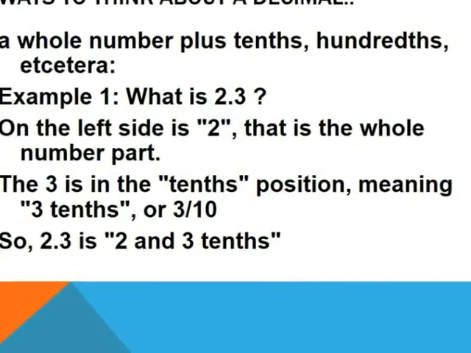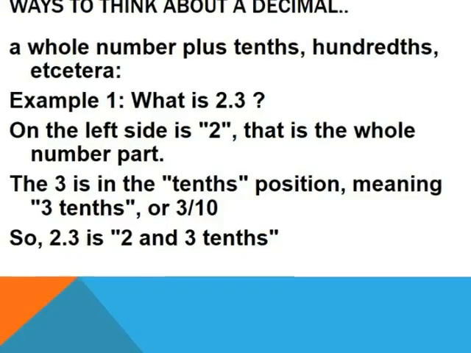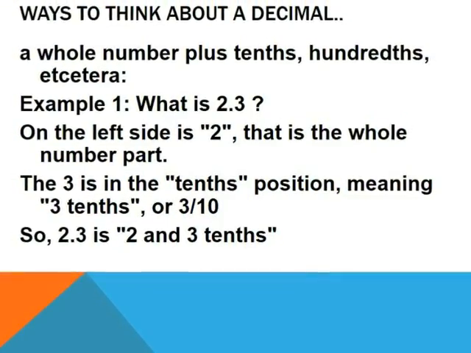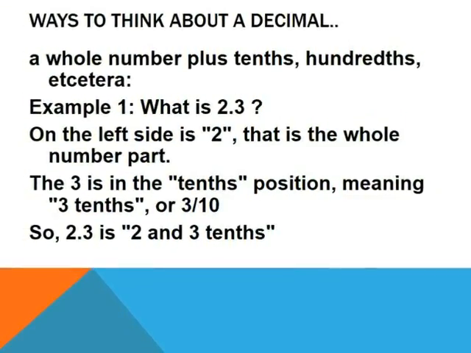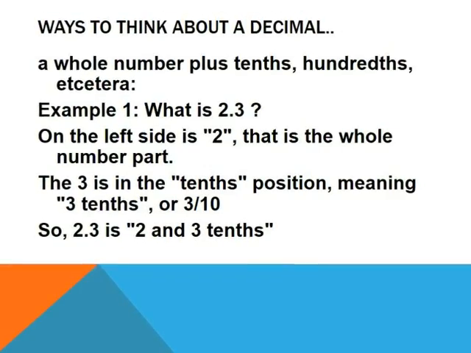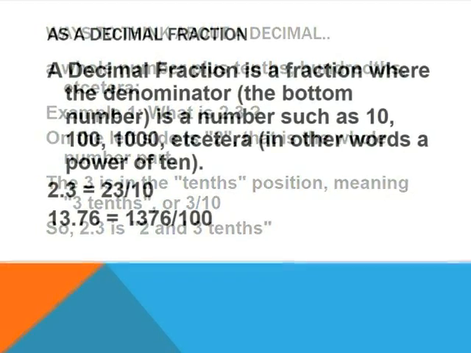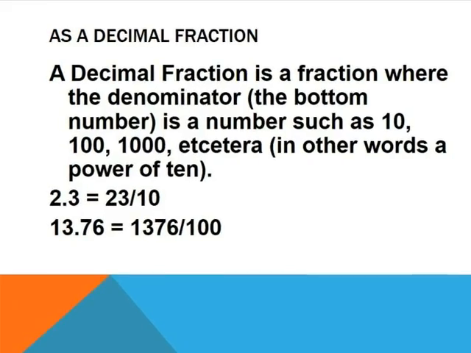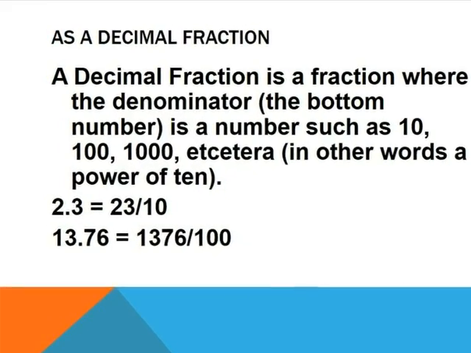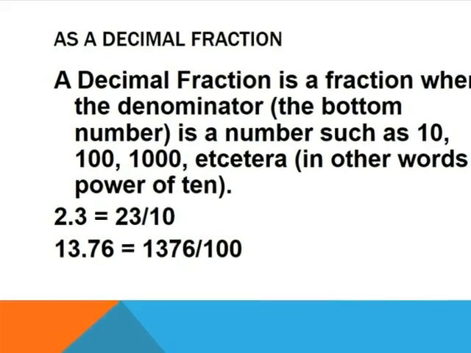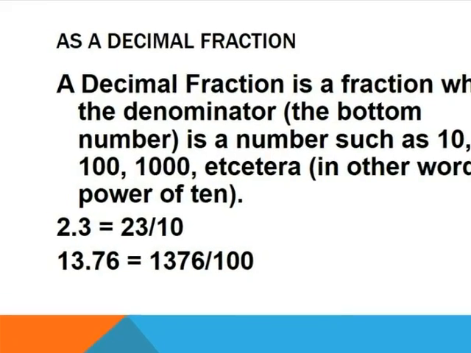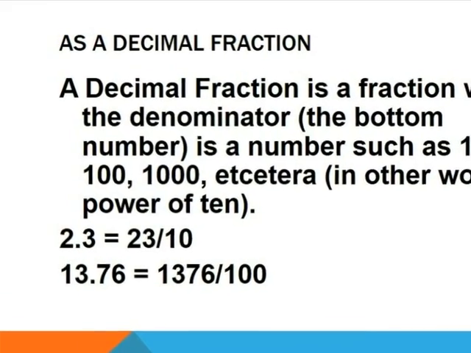There are many different ways to think about a decimal. For example, a decimal can be seen as a whole number added to a fraction. Another way a decimal can be seen is as a decimal fraction. This is when you can turn an entire decimal number into an improper fraction.